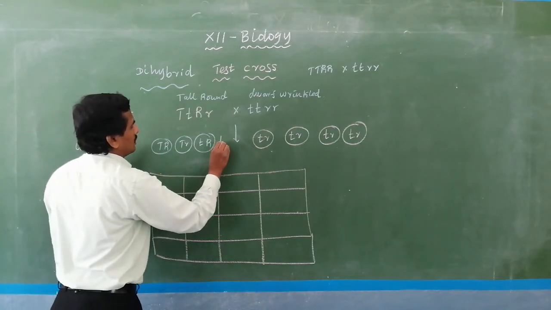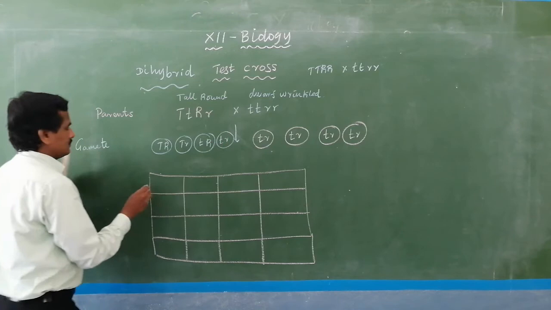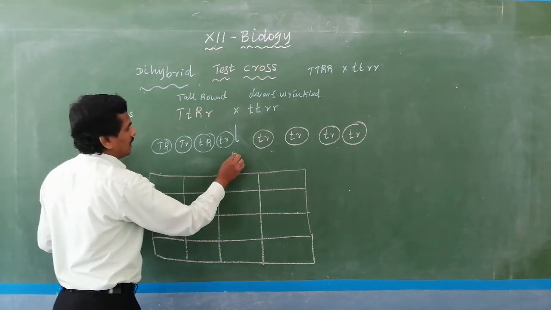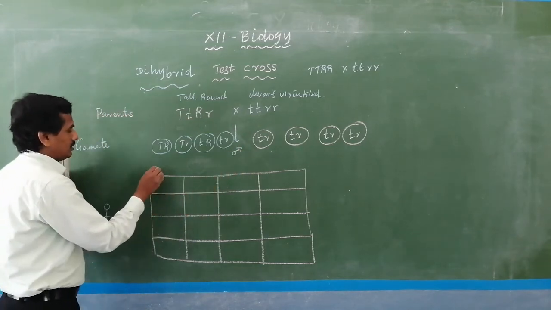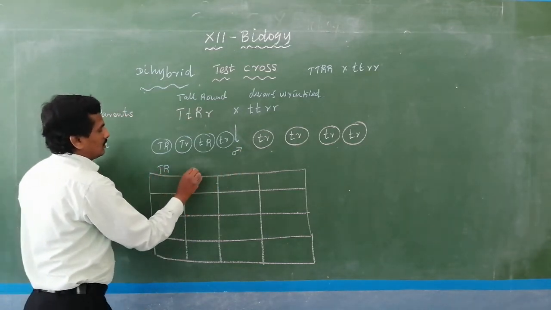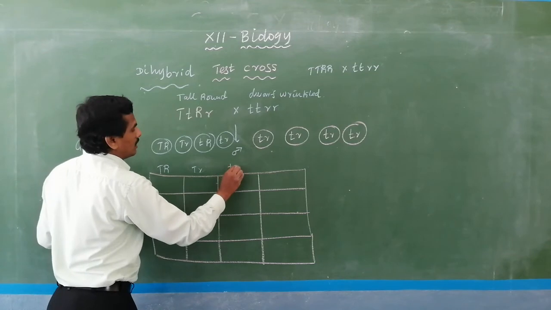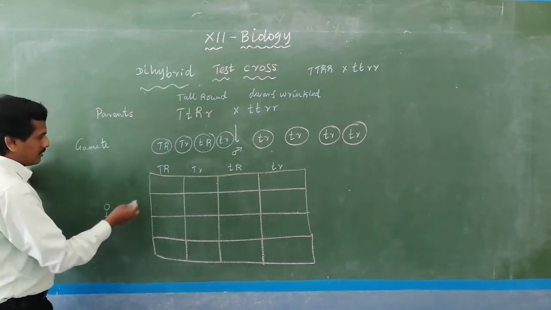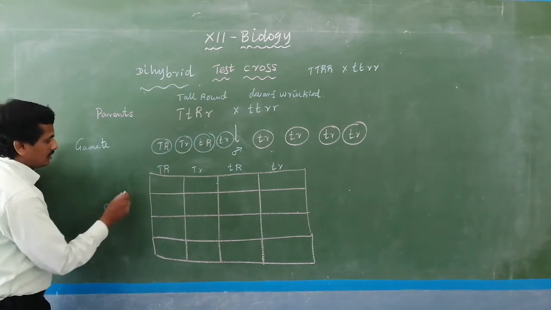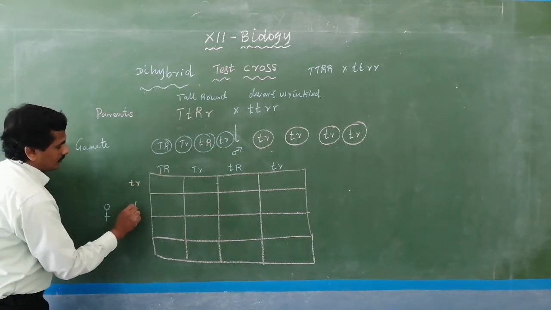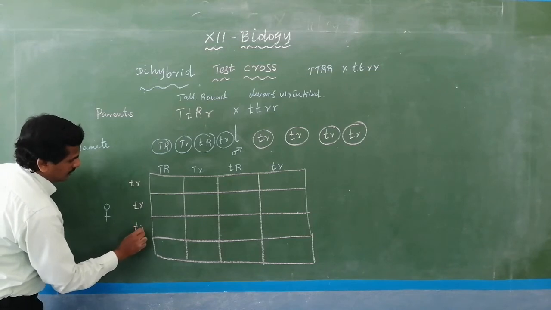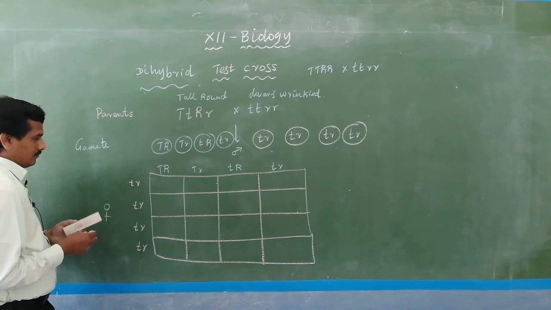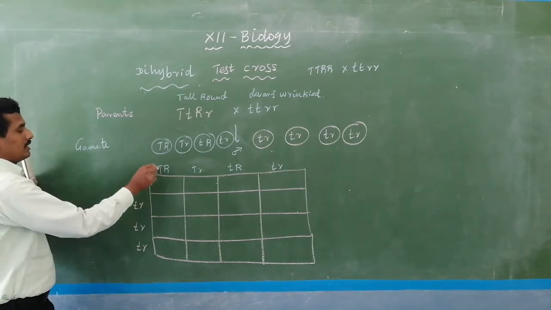Small t, small r. So, one side is taken as female and the other side as male. Listen: capital T capital R, capital T small r, small t capital R, small t small r. Then the same on the next side: small t small r, repeated. Then the male gamete fuses with the female gamete.